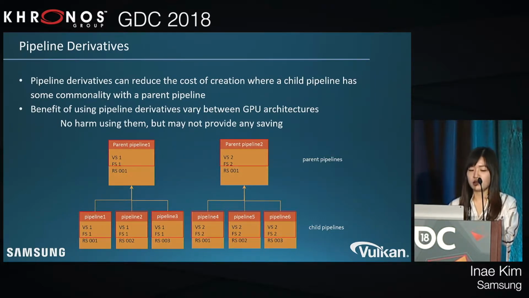Let's move to the next point for improving loading speed with pipeline derivatives. A pipeline derivative is a child pipeline created from a parent pipeline. If you use pipeline derivatives, the cost of creation will reduce when the child pipeline has commonality with the parent pipeline. But in a real game case, it may not help optimize performance because it depends on the shader situation. And the benefit of using pipeline derivatives varies between GPU architectures. A GPU architecture may not support this function, but it doesn't make performance bad, it just doesn't work with derivatives.